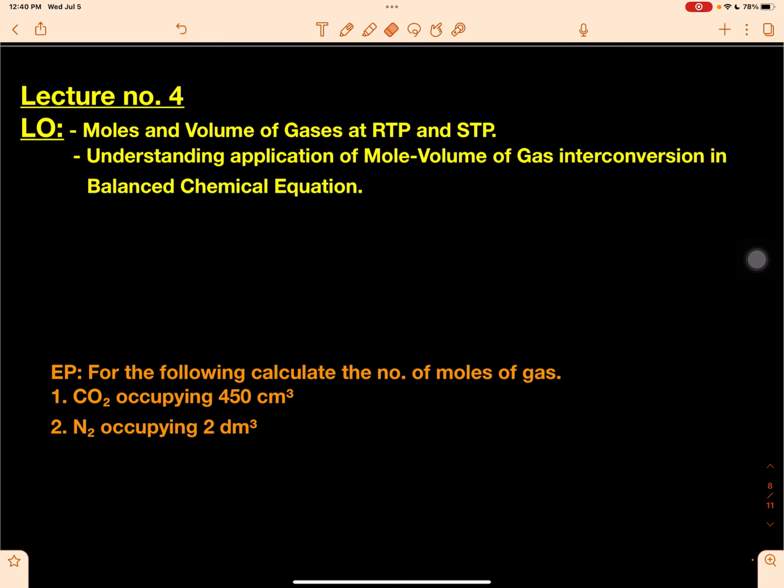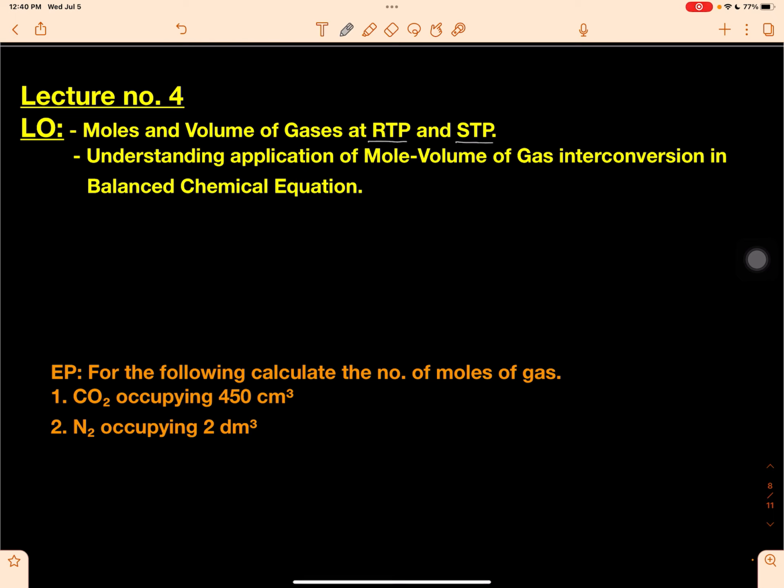Today's lesson, the learning objectives are moles and volume of gases at RTP and STP, and understanding the application of mole-volume of gas interconversion in a balanced chemical equation. Previously, we have learned what a mole is, and the relationship of moles with the mass and the molar mass. In this lesson, we will be talking about the moles and volume of gases, and how they are interrelated. There are two conventions mentioned, RTP and STP.